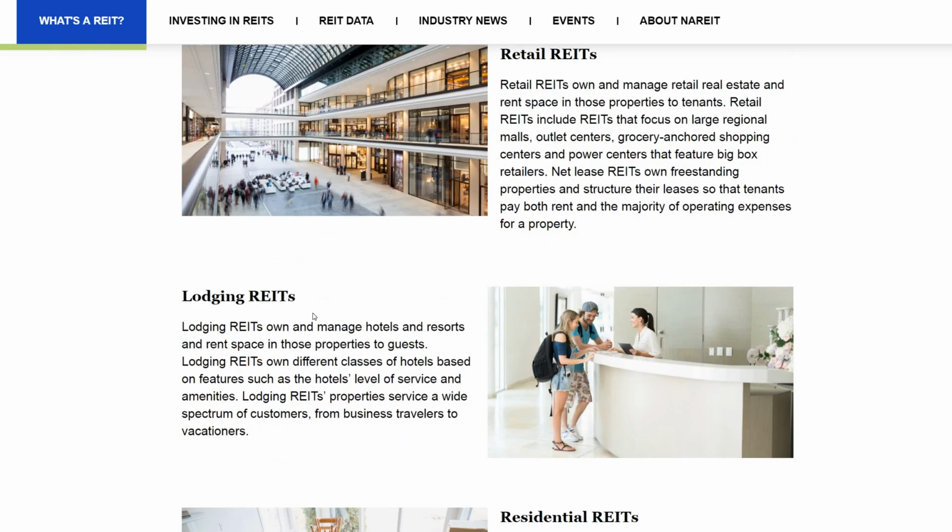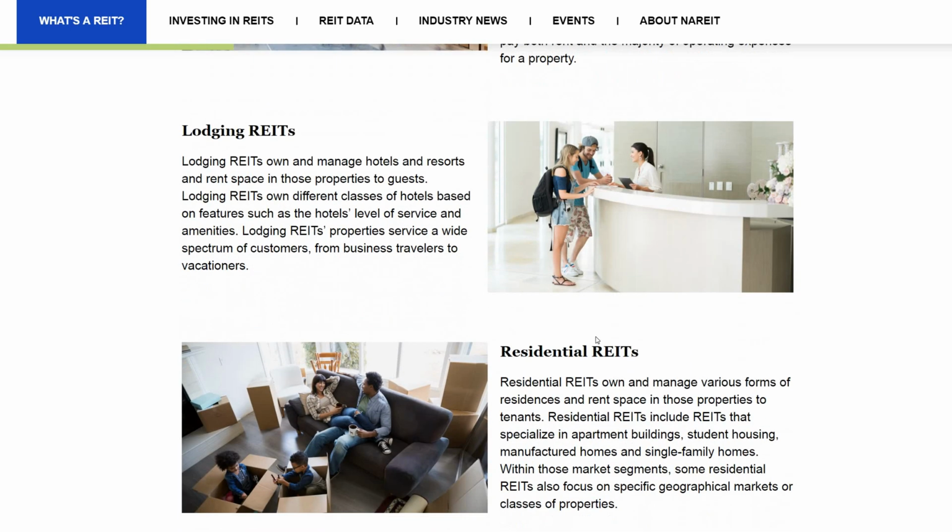Another type of sector would be lodging. So hotels, if you're familiar with that industry or that sector, lodging is another type of real estate investment trust that you could get into. Residential REITs. Now, I think this is really interesting. This is what definitely will catch your eye, as well as hotels and those massive storage unit complexes.